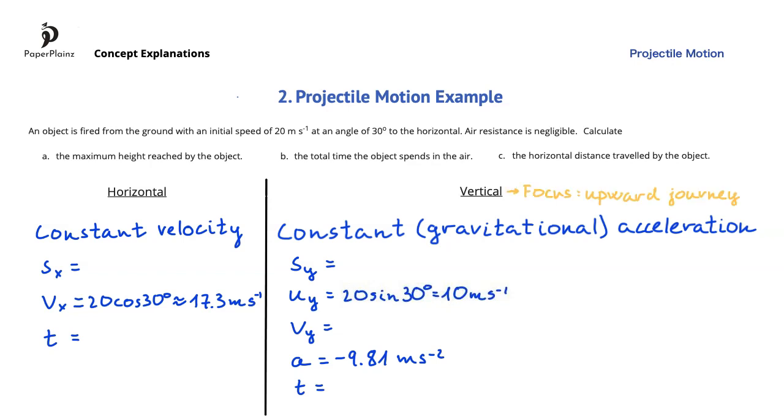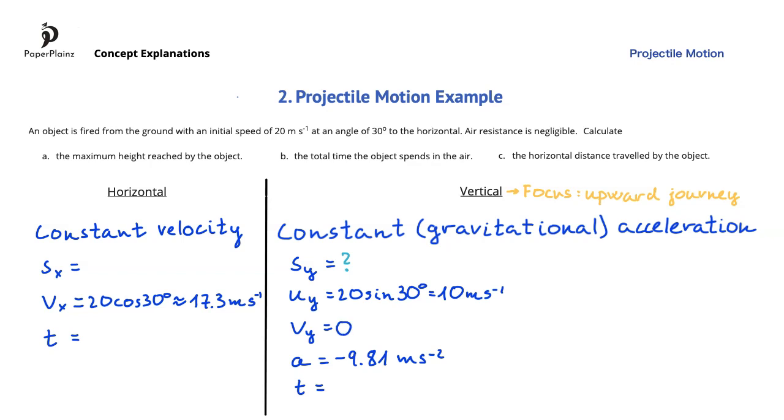Let's now go back to our variables for vertical motion. Sy is the distance traveled, in other words, the maximum height reached by the object, and this is one of the variables that we're looking for. Vy is now the final velocity of the object at the end of its upward journey, in other words, at the moment when it reaches its maximum height. Since at this point the object stops for a moment, Vy is 0.